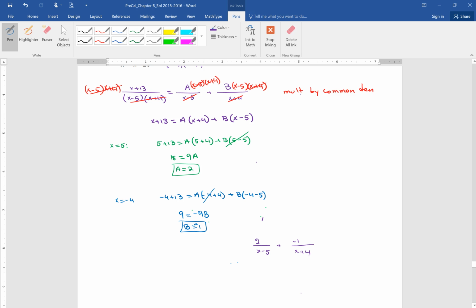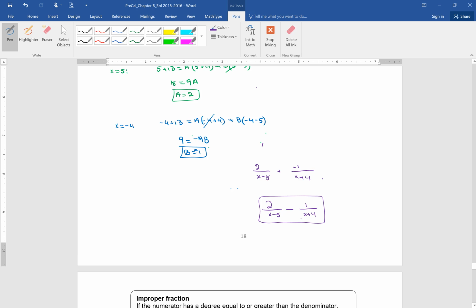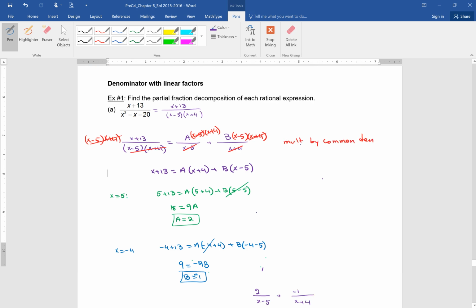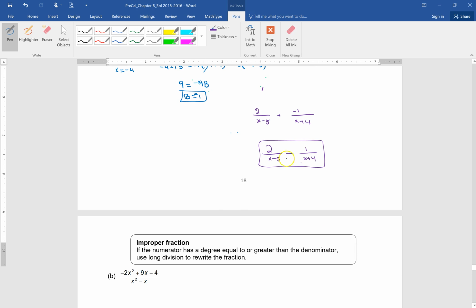When you have the numerator as a negative number, it's better to write it like this. So we have 2 over x minus 5 minus 1 over x plus 4. And that's your answer. That's it. You're done. If you subtract these fractions, you get the main fraction back.